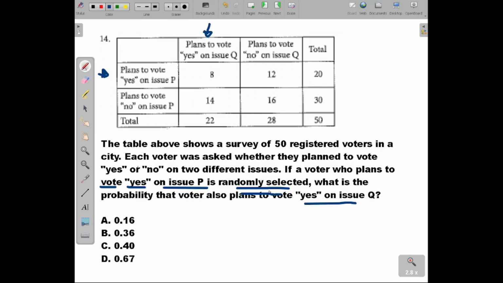First is randomly selected who plans to vote yes on issue P. And additionally, that voter has to plan to vote yes on issue Q. So it's the intersection over here. And the total has to be 20. Not 22. It's 20.